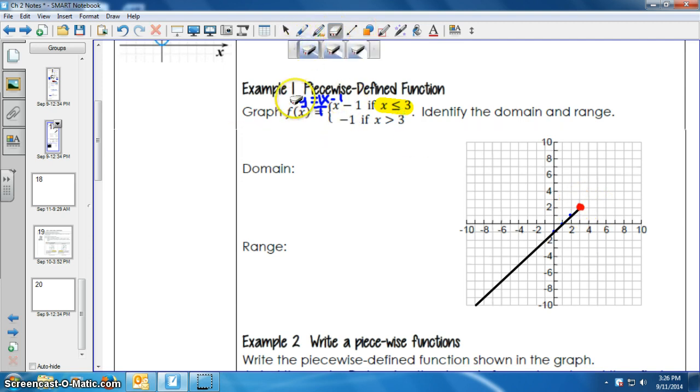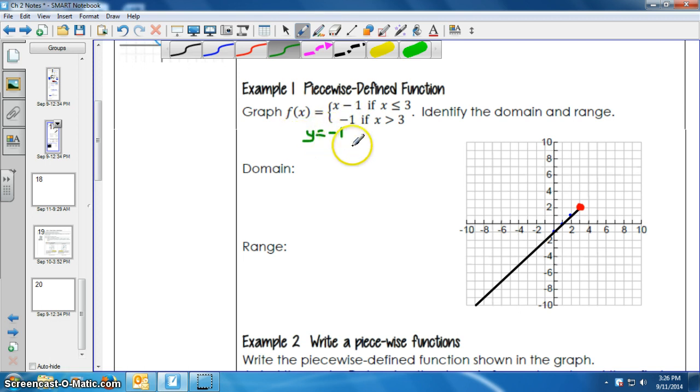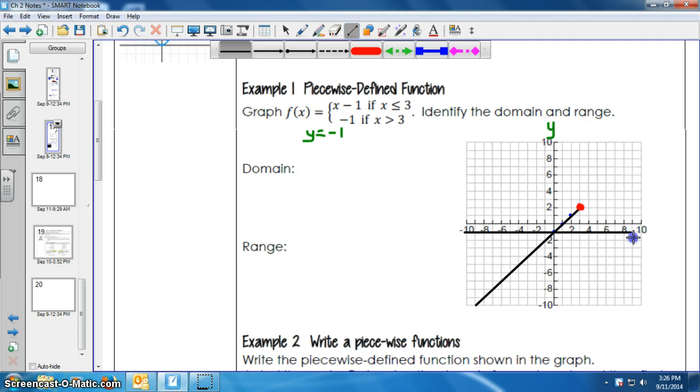The second part, we're going to take a look at that next equation. And that next equation is the one right here where it's just saying that y, this is the same thing as y, right? f of x is really y, equals -1. So that's the second part. And we can graph that line. That's going to go through the y-axis at -1. So that's going to look like this.